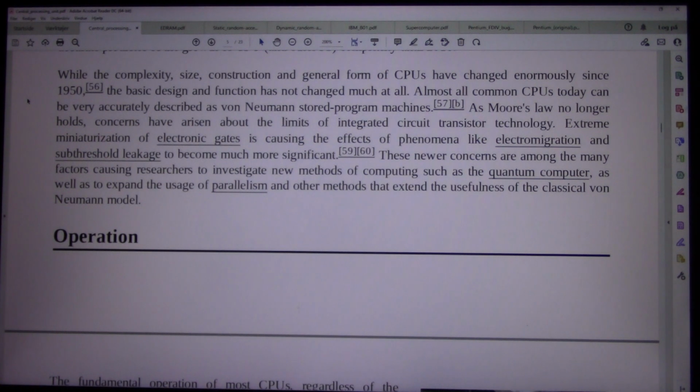As Moore's law no longer holds, concerns have arisen about the limits of integrated circuit transistor technology. Extreme miniaturization of electronic gates is causing the effects of phenomena like electromigration and subthreshold leakage to become much more significant. These newer concerns are among the many factors causing researchers to investigate new methods of computing such as the quantum computer, as well as to expand the usage of parallelism and other methods that extend the usefulness of the classical von Neumann model.